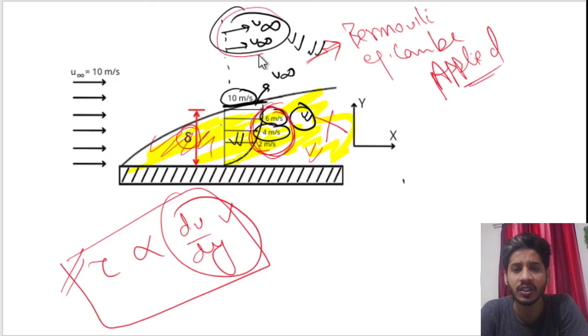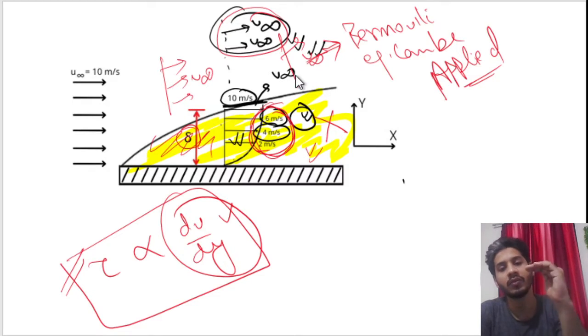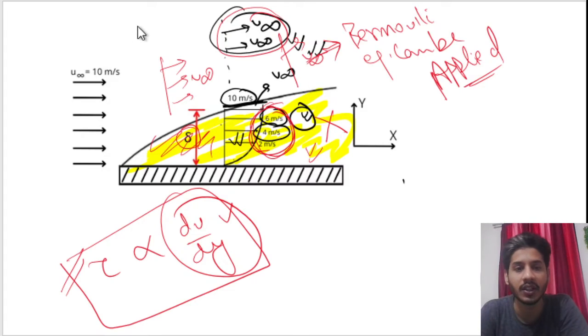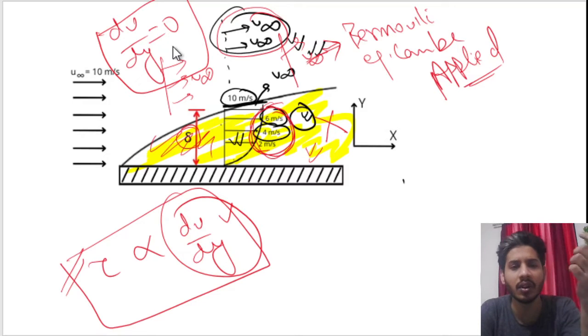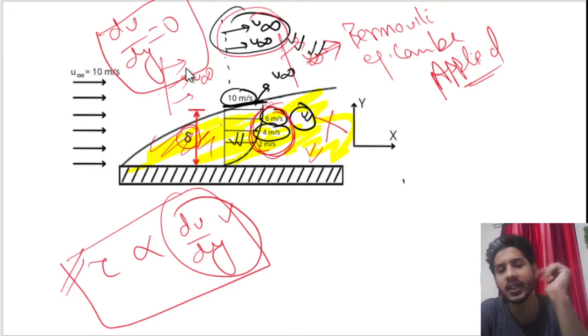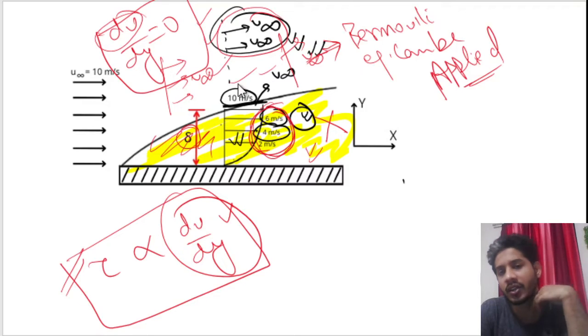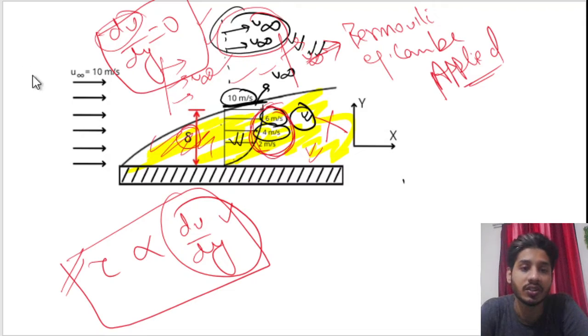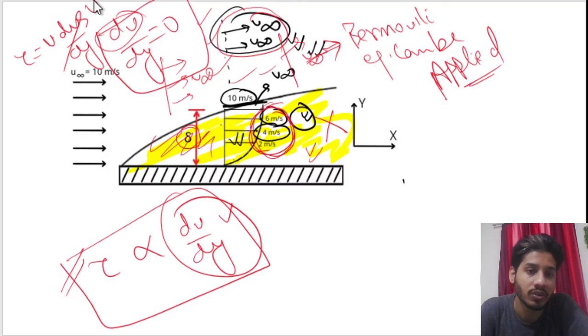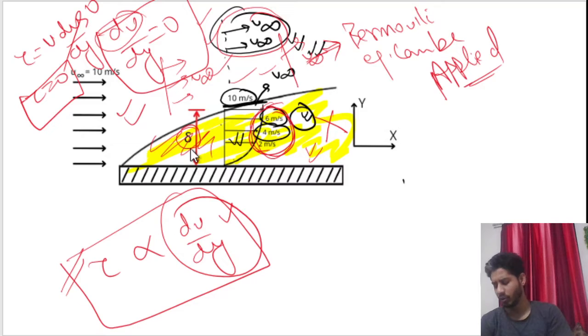But if you see in this region, there is a velocity of u infinity. At this point also there is u infinity. At this point also there is u infinity. So for the fluid outside the boundary layer, the velocity gradient du by dy is zero because there is no change in velocity with respect to the y direction. So there is no relative velocity in this region outside the boundary layer. Since shear stress is tau equals mu du by dy, and this portion is zero, therefore shear stress is also zero. Where? In this region. I hope this is clear.